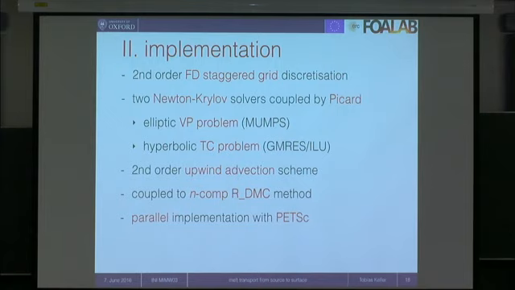We're using a second-order upwind advection scheme for the advection part of the time evolution equations, and we couple this to this n-component general RUN-DMC method, and all of it is, of course, parallel for free thanks to PETSc, and I cannot stress enough how convenient it is to work with PETSc. So anyone who is not yet convinced that that's a great tool, maybe come and talk to me. I can make a good case for it.